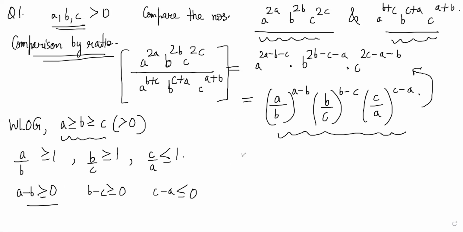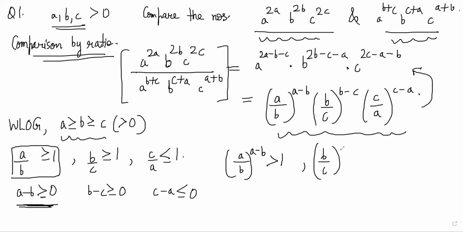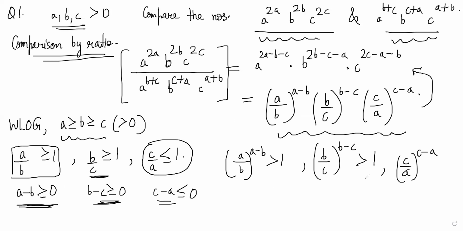So that implies that (A/B)^(A−B), you have something greater than 1 raised to a positive power, so that will be greater than 1, right? Similarly, (B/C)^(B−C): again, something greater than 1 raised to a positive exponent, so that will be greater than 1. And then you have (C/A)^(C−A), where C/A is less than 1, but C − A is negative. So when it is negative, you take the reciprocal, and that becomes a quantity greater than 1, right?